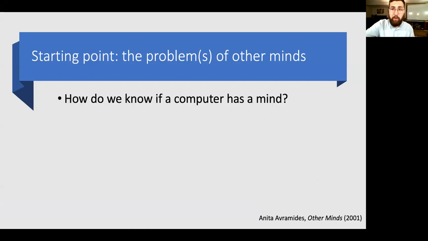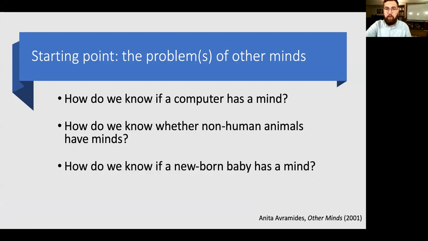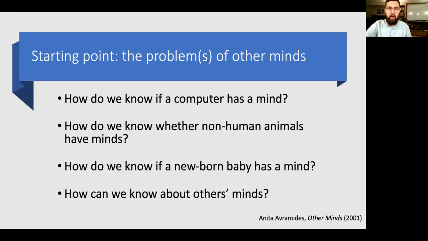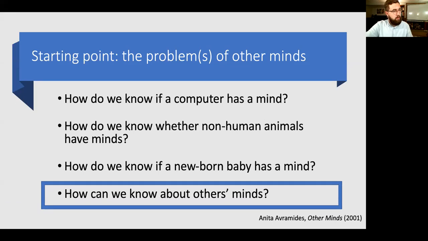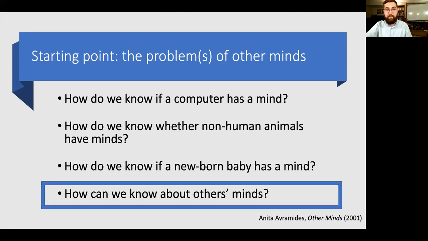How do we know if a computer has a mind? How do we know whether non-human animals have minds? How do we know if a newborn baby has a mind? How can we know about others' minds? All these questions fall under the umbrella of a curious problem in the philosophy of mind known as the problem of other minds. These are some of the questions that got me interested in thinking about this topic. The last question is what I have been researching this summer, and it is what I would like to discuss with you today.